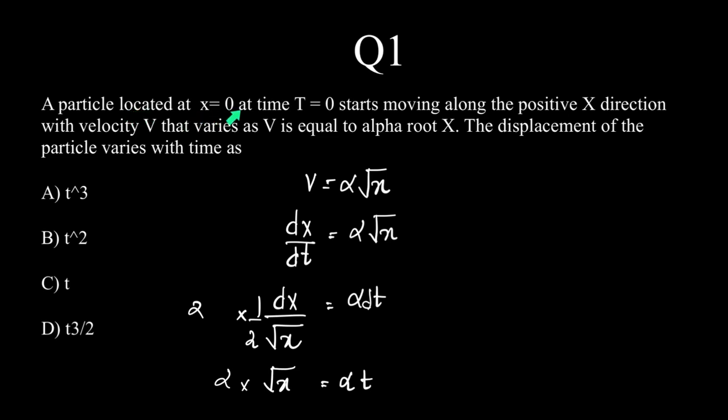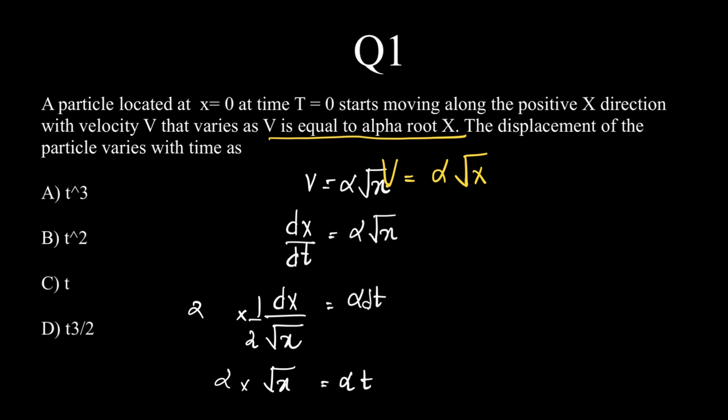A particle located at x equal to 0 at time t equal to 0 starts moving along the positive x direction with velocity v that varies as v equal to alpha root x. The displacement of the particle varies with time as. So what's given here is v equal to alpha into root x is what the question says, equal to alpha root x.